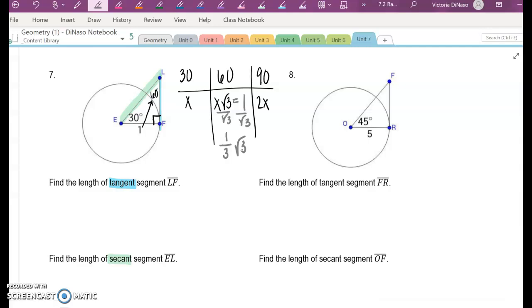So this is the actual number that we're going to be plugging in right here and right here. For this problem, 30 is across from the tangent, 90 is still across from the secant line. So we have 1 over 3 square root 3, or you can write root 3 over 3.